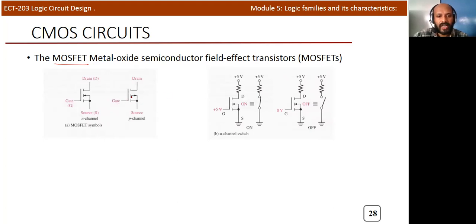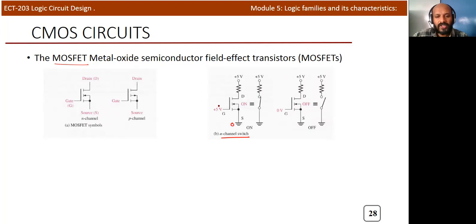We require to know when the transistor will be on and when the transistor will be in the off condition. That is a switch operation. We're only concentrating on the switching operation. So if you take the N channel MOSFET, this is very important: the drain terminal is connected to plus 5 volt and the source terminal is connected to the ground potential. Okay, that is zero potential.